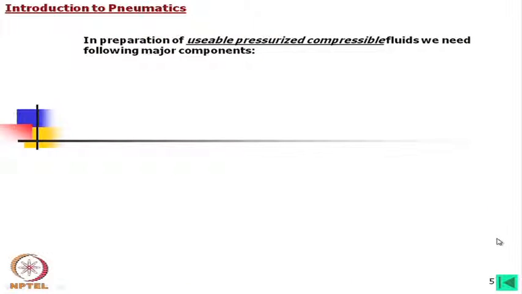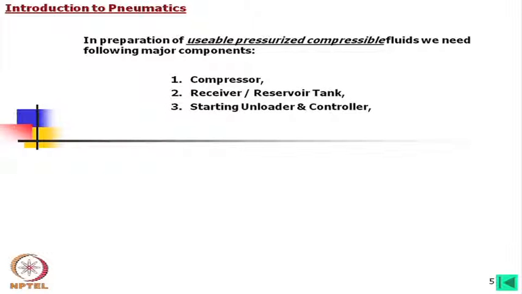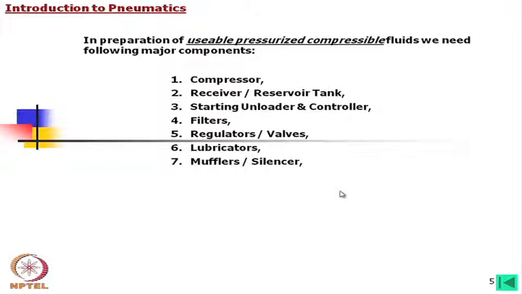Now, in preparation of usable pressurized compressible fluids, we need the following major components. One is definitely a compressor. A compressor is nothing but a pump which is pumping the air or gas. A receiver or reservoir tank, a starting unloader and controller. This is very important, we will come to what it is. Then we need filters. This filter is not the suction strainer; it comes after the compression. We need an online filter to make the air dust free. Then we definitely need a regulator and valves. We need a lubricator as mentioned, mufflers and silencers.